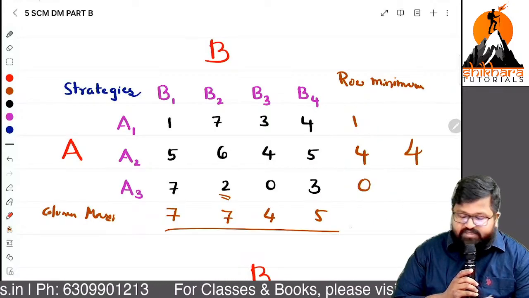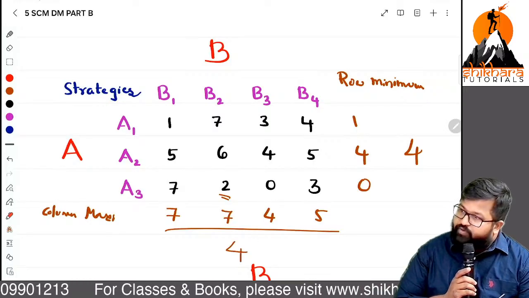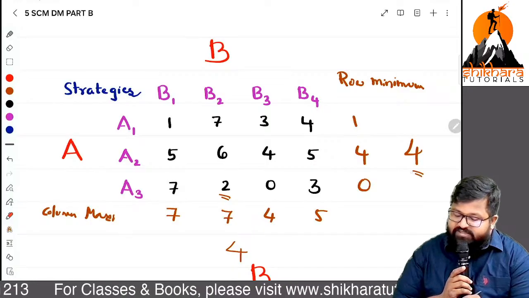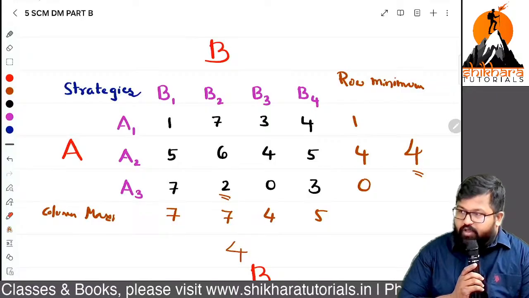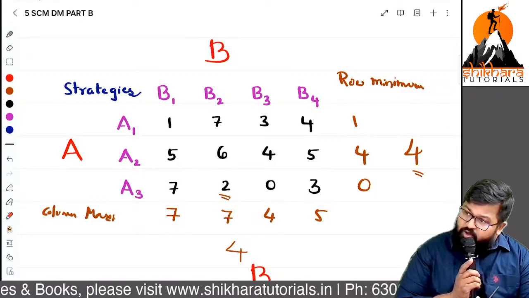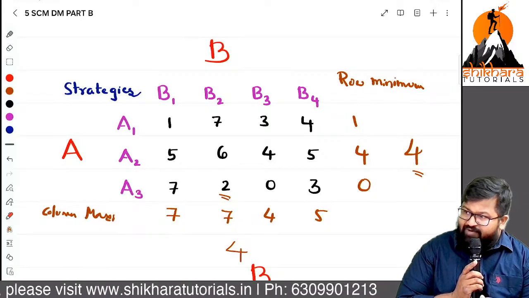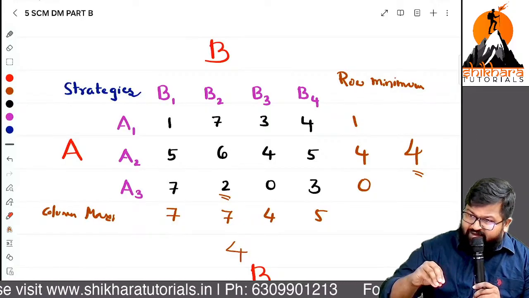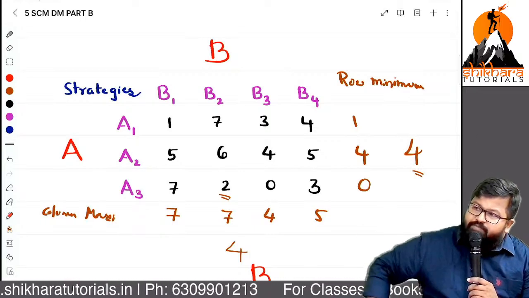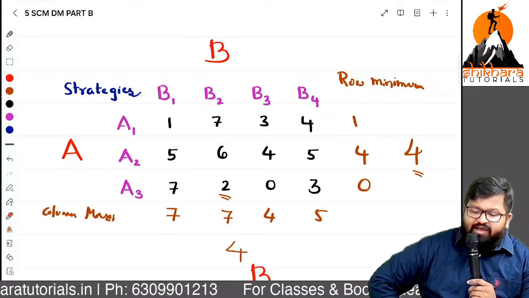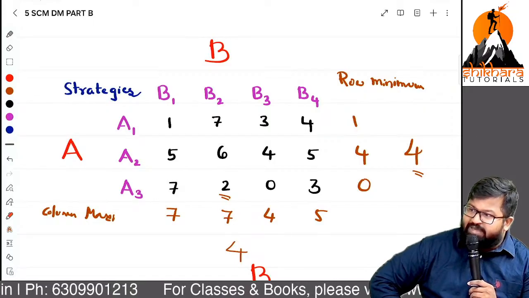And what about this case? The minimum value should be taken. What is the minimum value there? 4. And what is this basically known as? Maximin. Repeat once more. Maximin: from the row parts we get all the minimum values, and from that we take the maximum value. That is maximin. What about columns? We take the maximum values, and from that we select the minimum value. That is known as minimax.